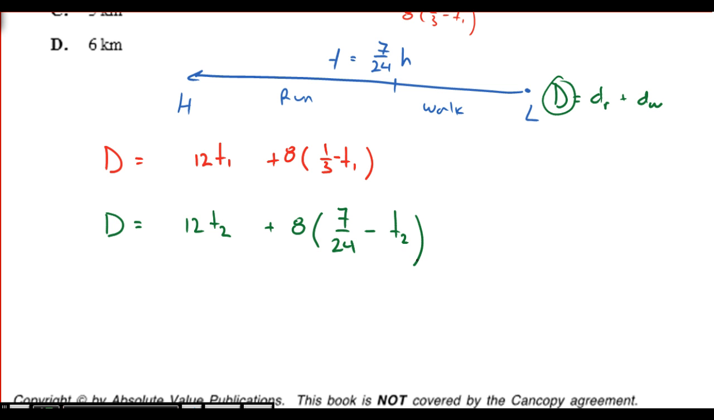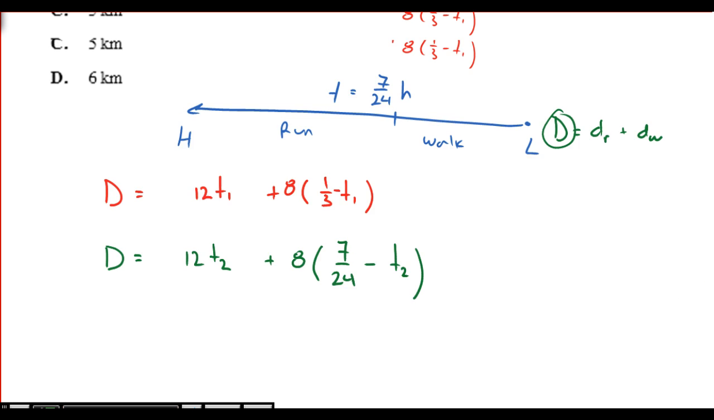So again, the key thing here is that the total time is 7 over 24 hours. And if he runs a t2 time, then the rest of the time is spent walking, which is 7 over 24 minus t2. Okay, now the only problem here is that we have t1 and we have t2.